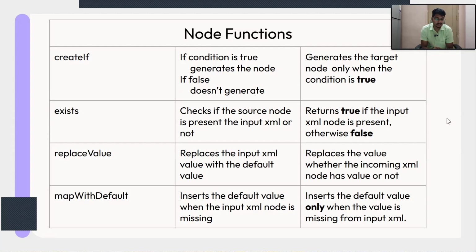Then what is the difference between replaceValue and mapWithDefault? The replaceValue will replace the entire value from the source node with a default value, whereas with mapWithDefault, if the source node is present, it will populate the value as it is. If the source node is not present in the XML, it will default the value. So that is the main difference between replaceValue and mapWithDefault.